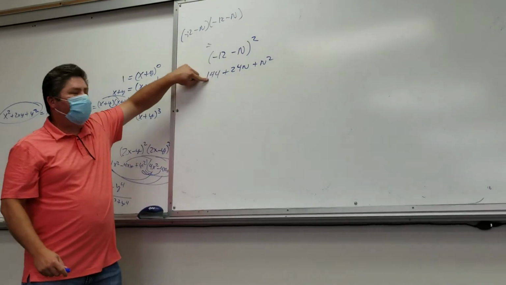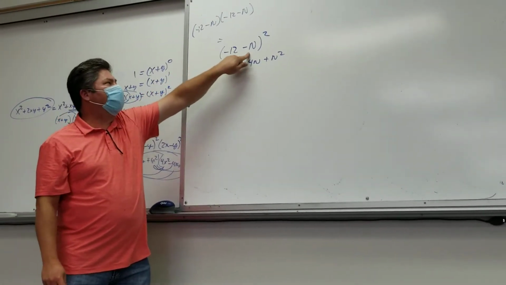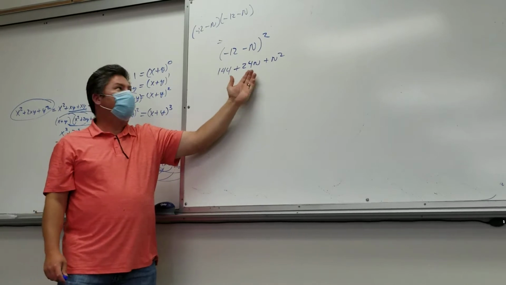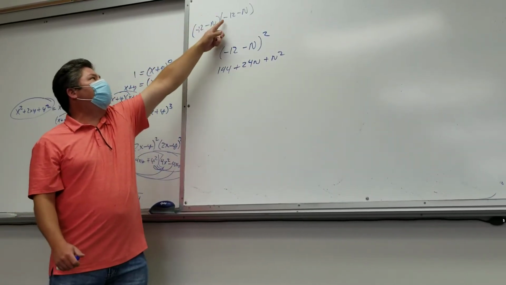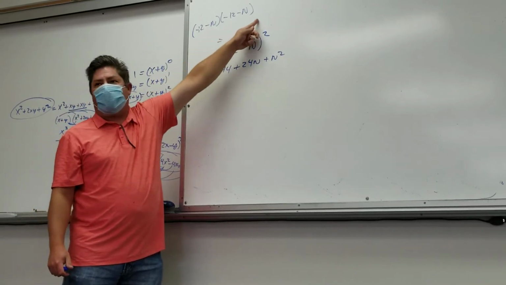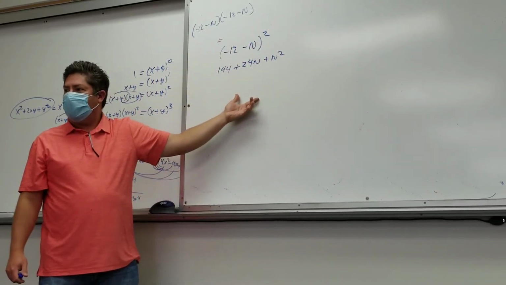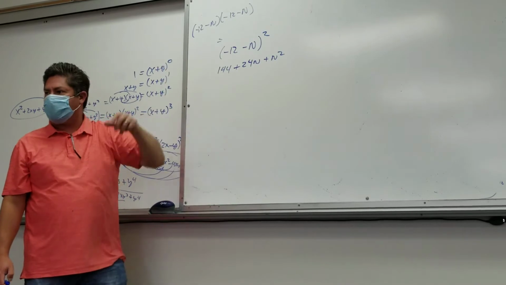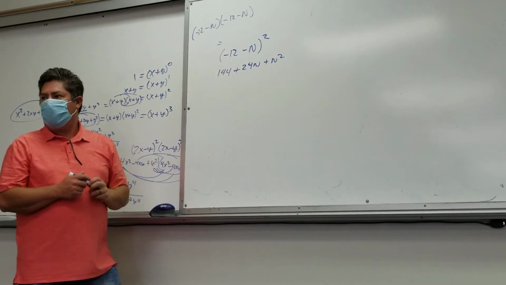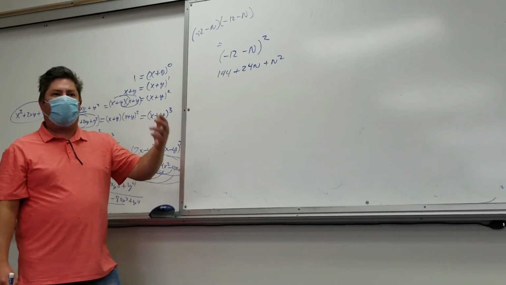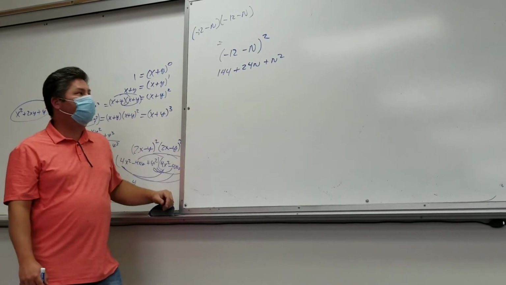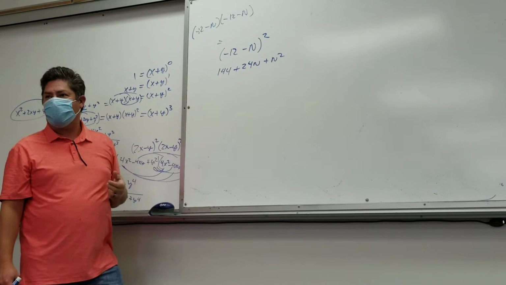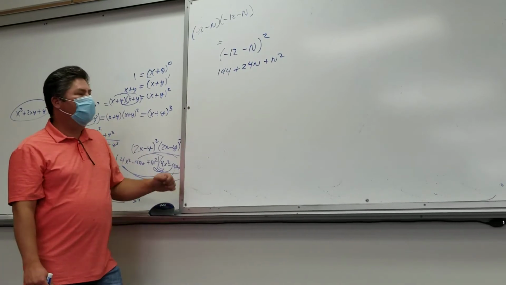First term squared. First term times second term doubled. Last term squared. You'll get the same thing if you distribute the negative 12 and you distribute the negative n. It just takes longer, right? This little shortcut comes from that Pascal's triangle we showed you on Friday, okay? Where you do first term squared, first term times second term times 2 or double, and then last term squared. So that's all I'm doing, so I'm doing it faster. Okay, next one.